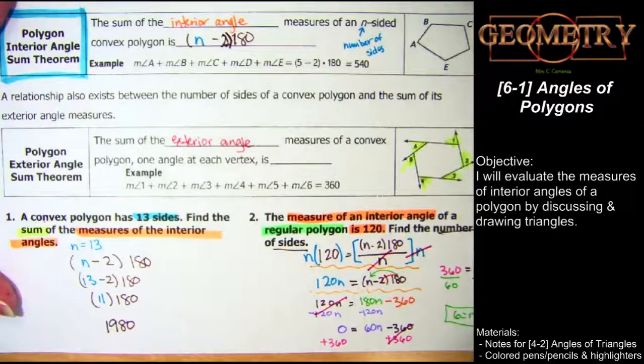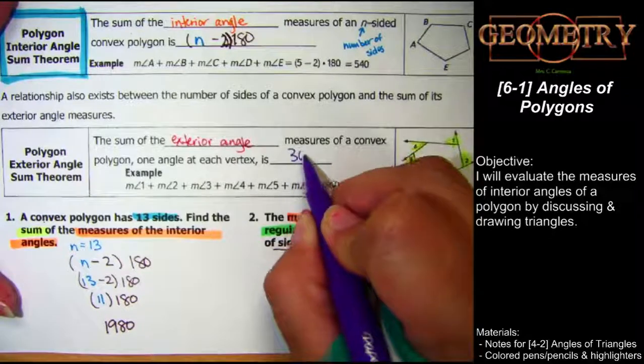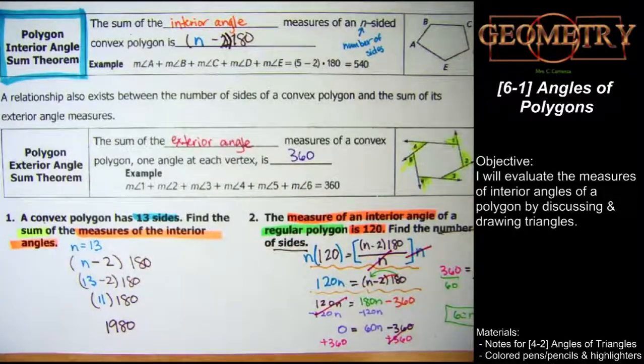Drum roll, please. 360. That's it. There's no formula. There's no letters to deal with. It's 360. Do we care how many sides there were? No. Do we care how many angles they were? No. Do we care whether this thing is regular or irregular? No. As long as it's a convex polygon, that means all the corners are pokey out, none of them are pokey in, then we know that when we add them up, we're going to get 360.